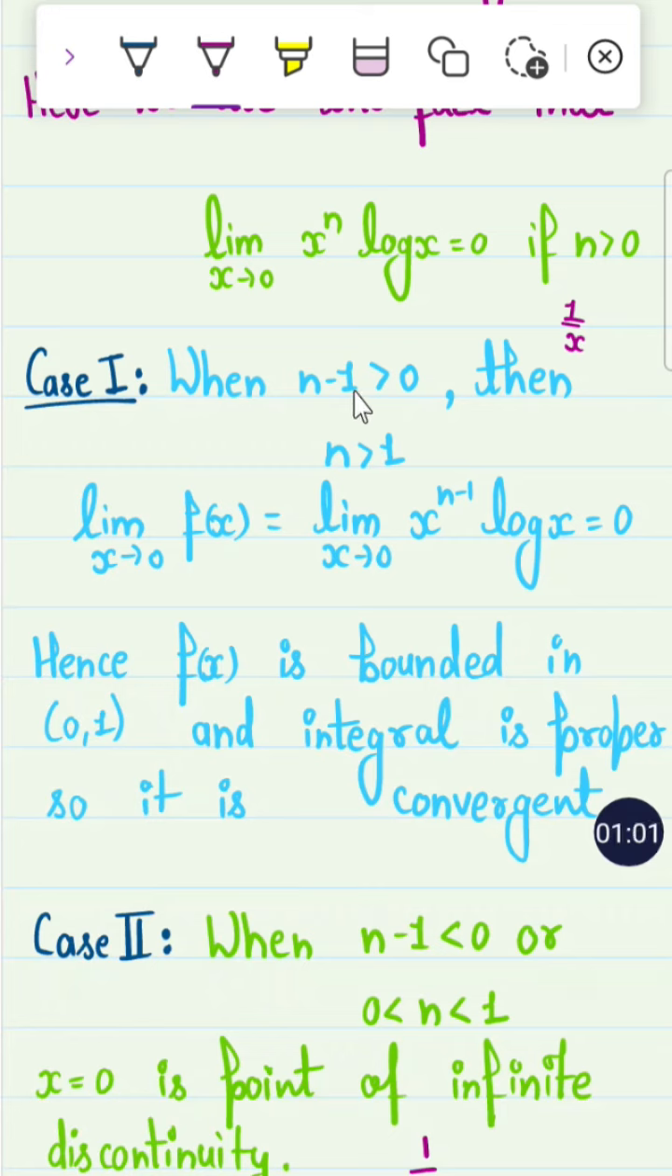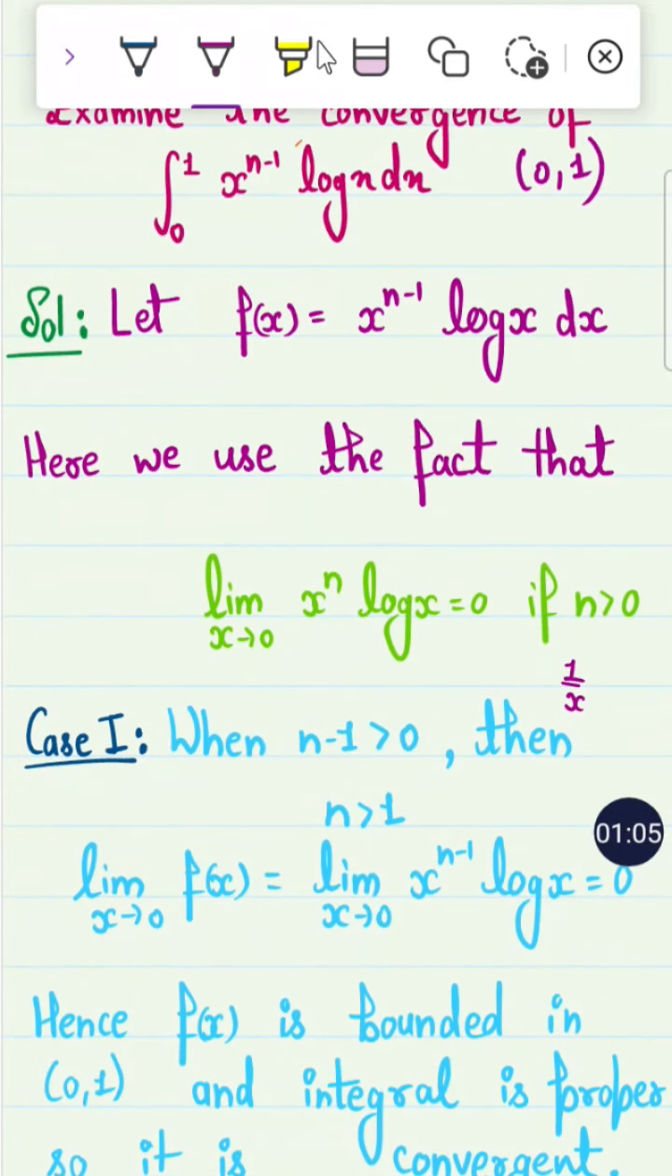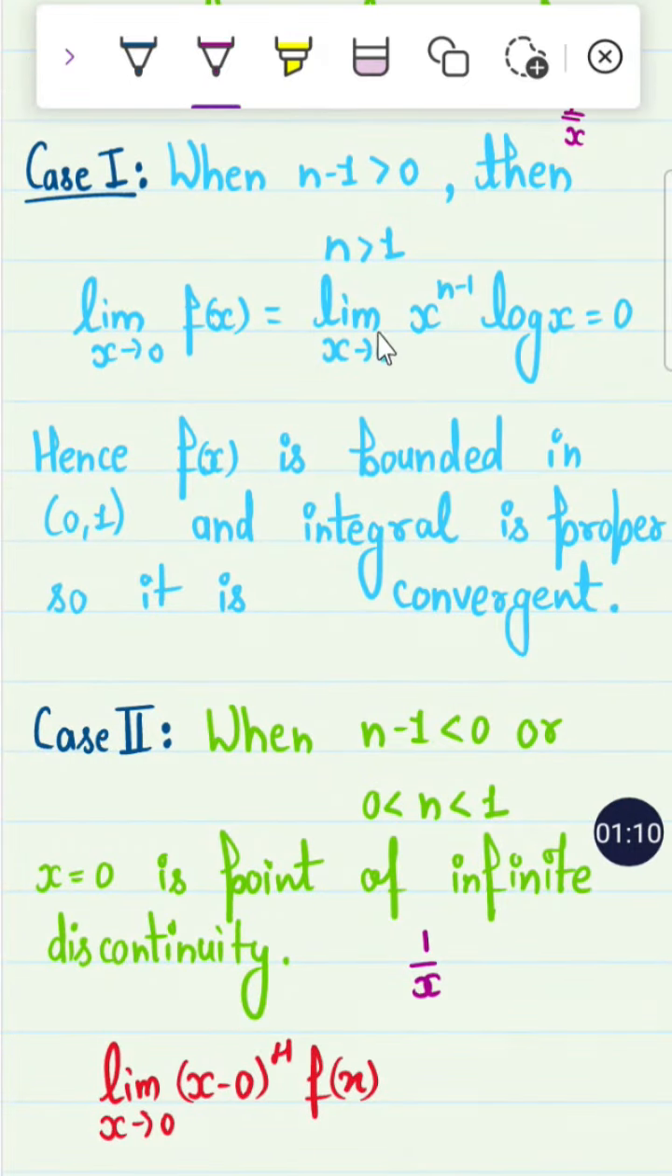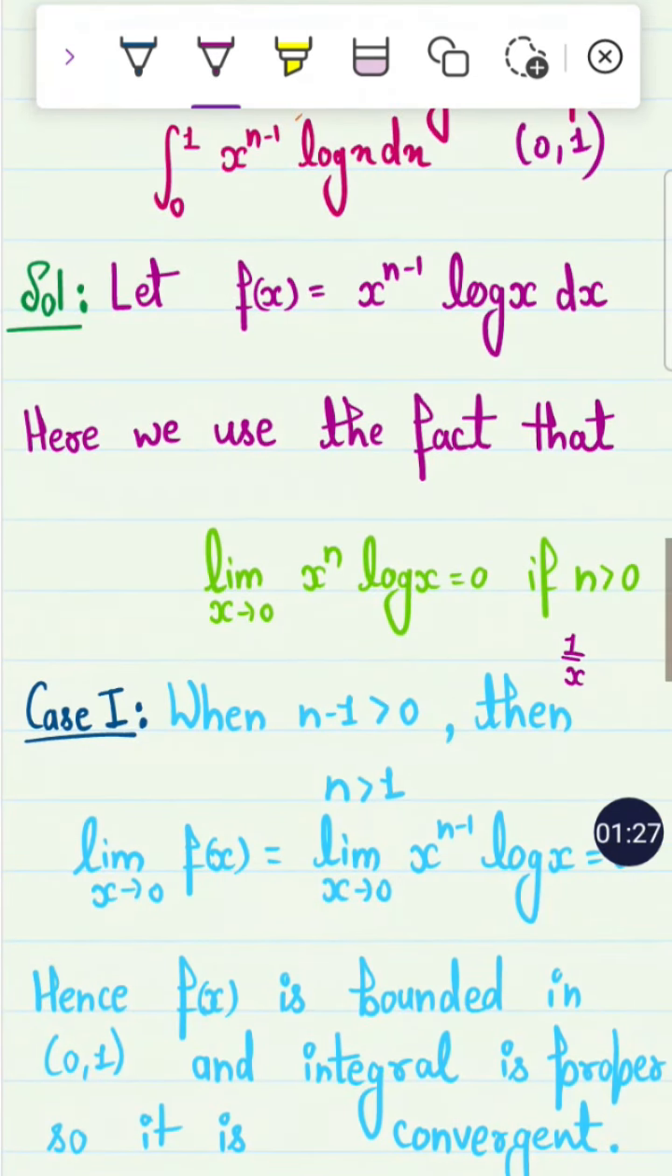When n minus 1 is greater than 0, because it is not n, this is n minus 1, so n minus 1 greater than 0 implies that n is greater than 1. So the limit as x tends to 0 turns out to be 0. So f(x) is bounded and proper, so it is convergent, right? Because the integral has a finite limit and it is bounded, so it is convergent, right?